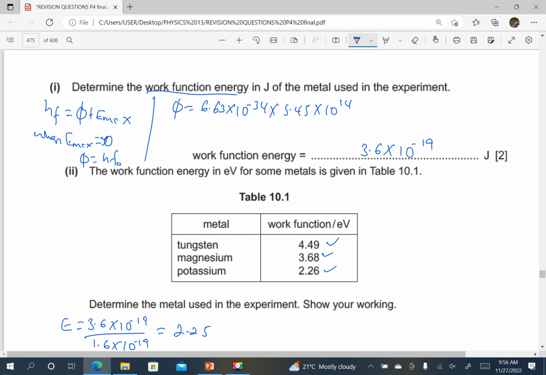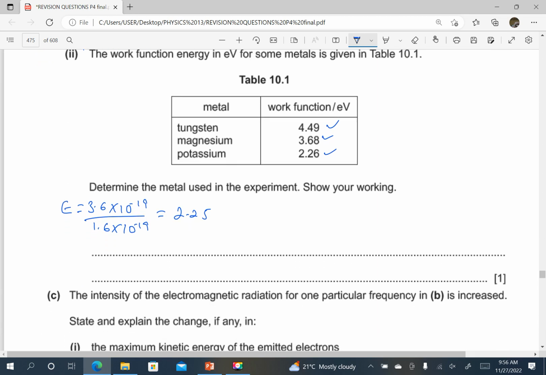6.63 exponent negative 34 times 5.45 exponent 14. So this is actually 3.613 times 10 power negative 19. I just want to see if I can arrive at 2.26.